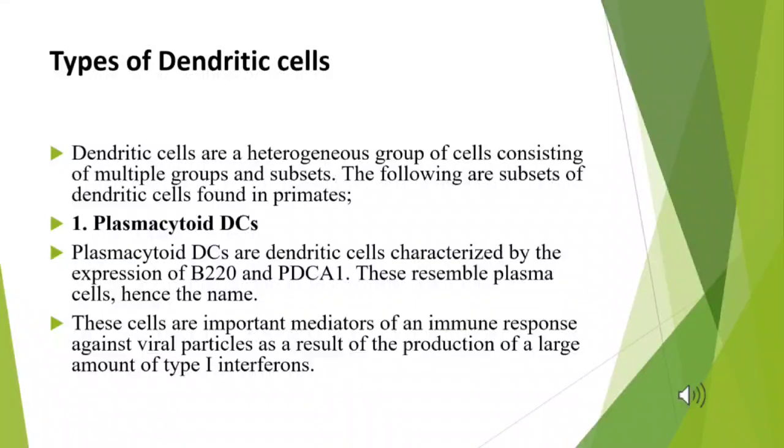We discuss what are the types of dendritic cells present. Number one, plasmacytoid dendritic cells. Plasmacytoid dendritic cells are characterized by the expression of B220 and BST2. They resemble plasma cells, hence the name. And also these cells are important mediators of the immune responses against viral particles as a result of the production of large amounts of type 1 interferons.